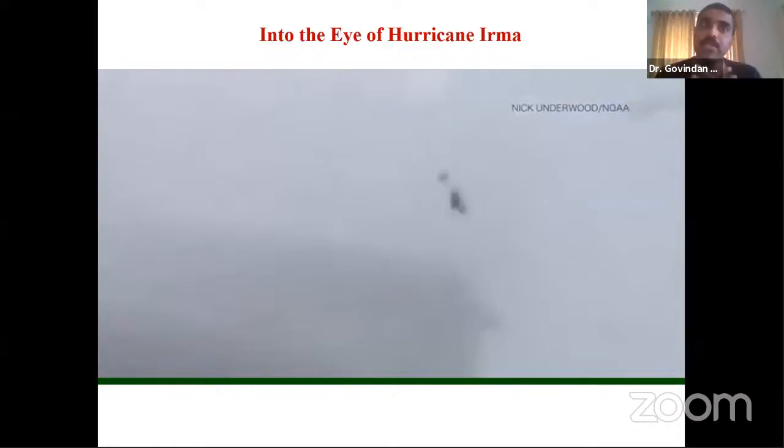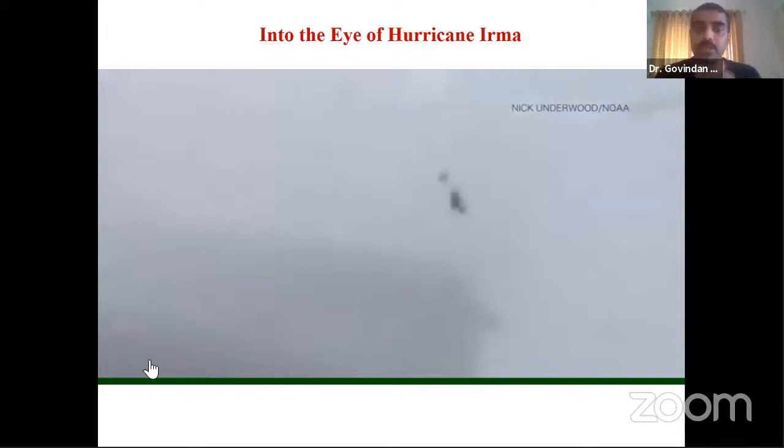So scientists usually conduct experiments by going inside the tropical cyclone in flights. They use sensors and radars to collect observations from within the eye of a storm and from the eyewall of the storm as well. So this is one such expedition into the eye of Hurricane Irma.